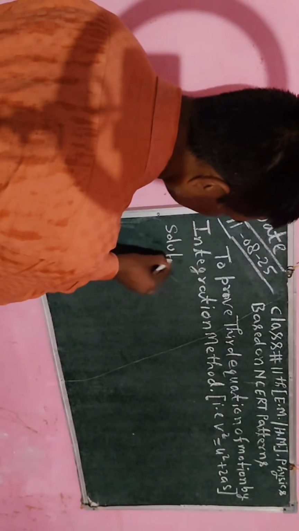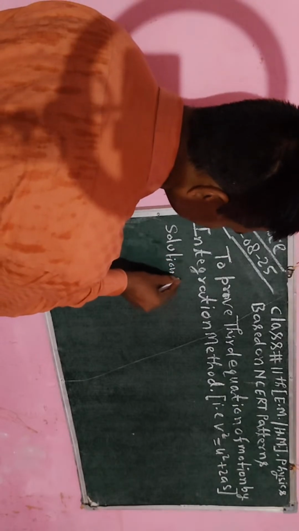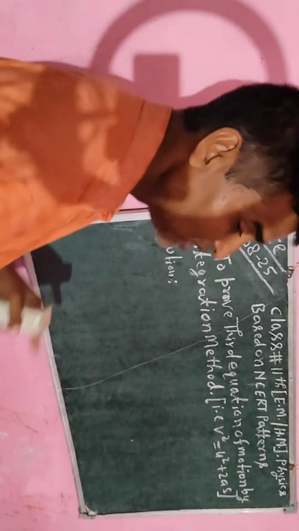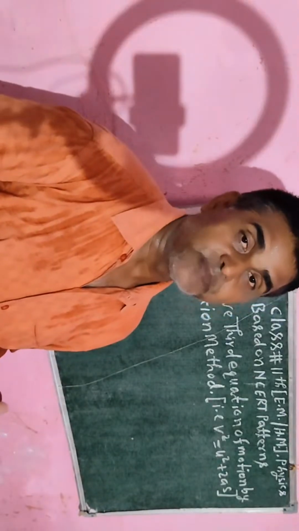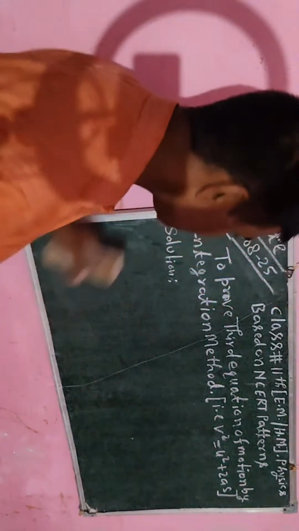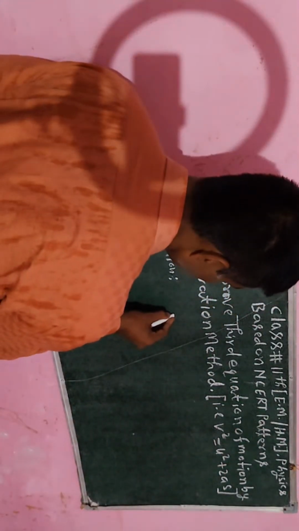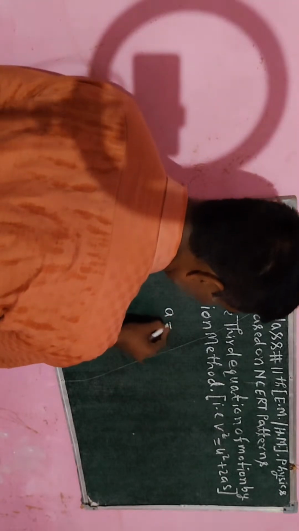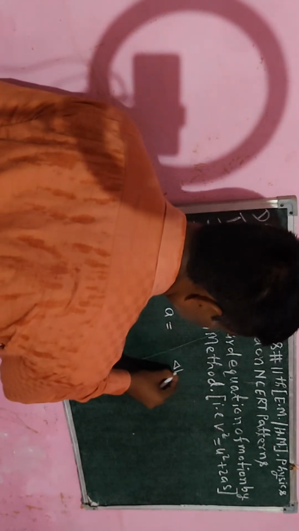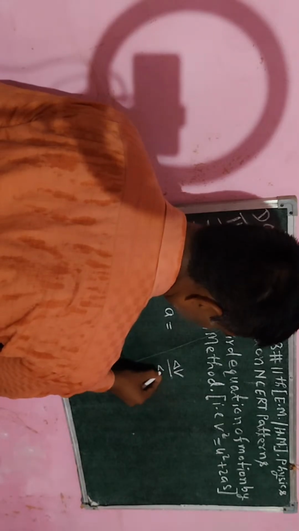After writing solution, write the definition of acceleration. Every student knows that acceleration is the change in velocity per unit time. In other words, we can write a is equal to change in velocity per unit time.